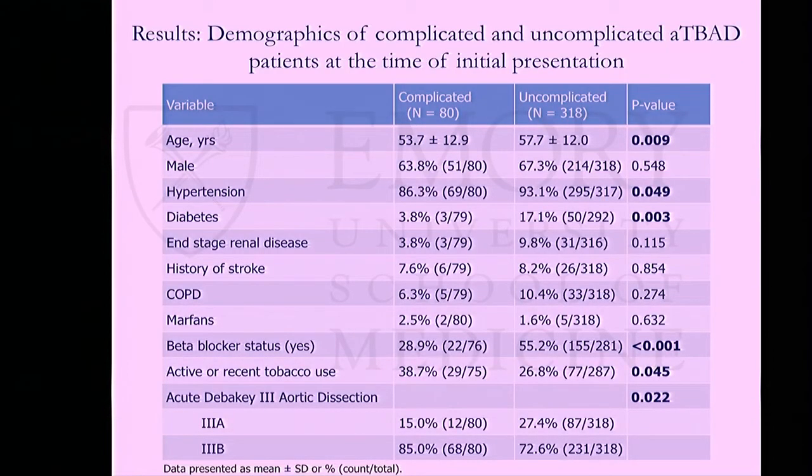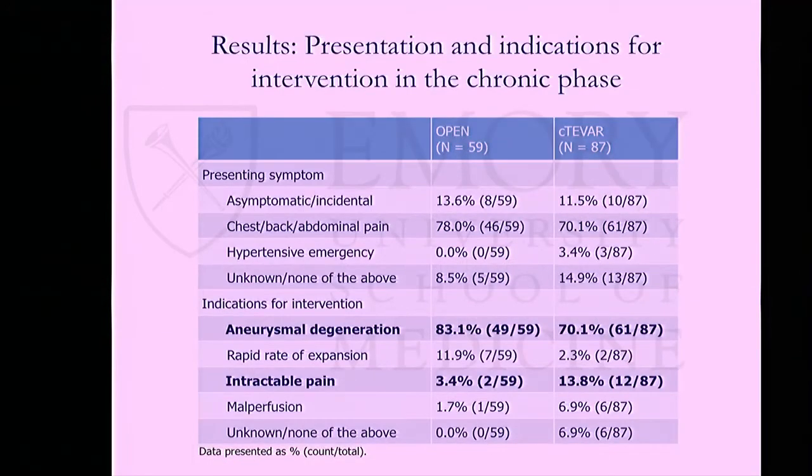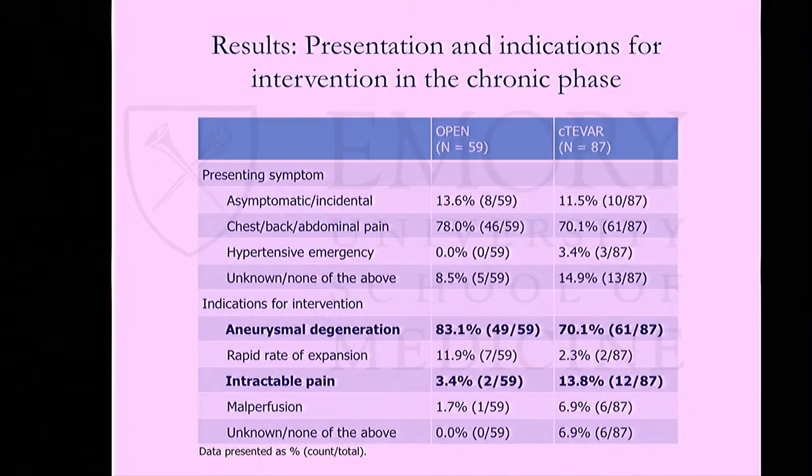We'll skip through these demographics. Between complicated and uncomplicated, it's a pretty evenly matched cohort. There are little differences in hypertension, diabetes, beta blockers, etc. How did they present in the chronic phase that required them to have either open surgery or a stent graft? Well, most of them were for aneurysm formation. The false lumen is weak and it will develop into an aneurysm. So most of them were done for aneurysm.